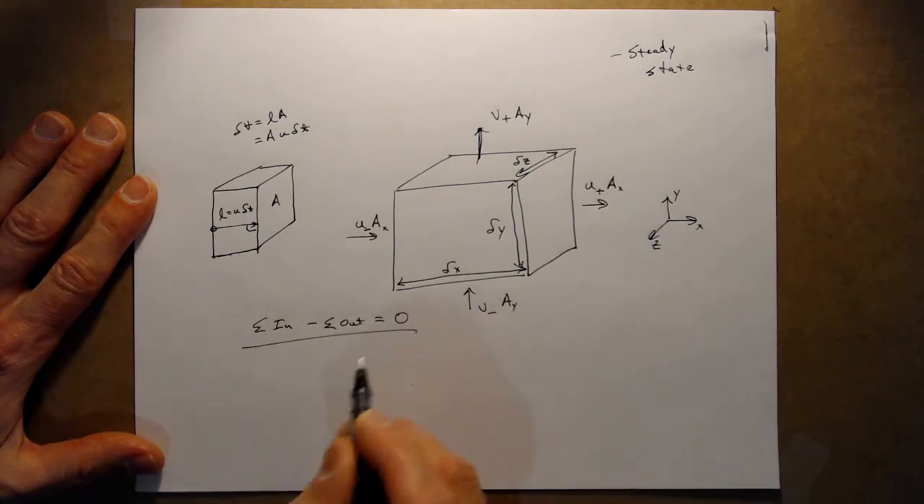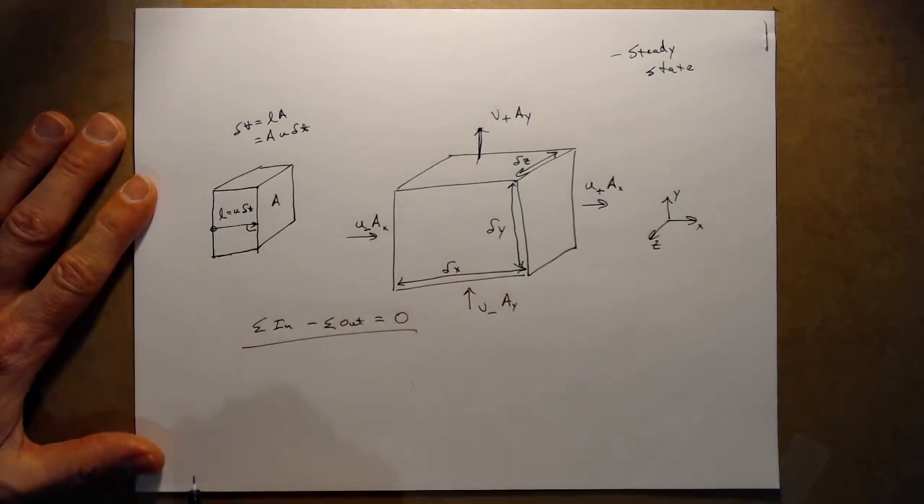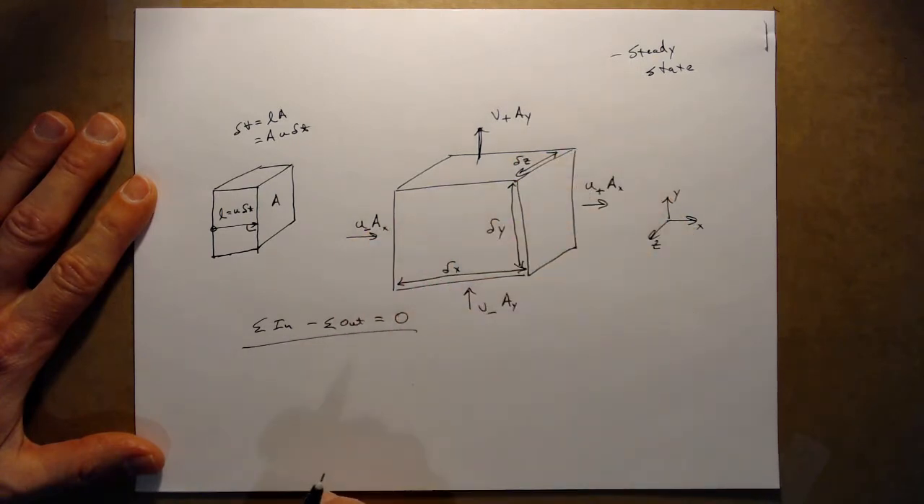So now we just need to write out this balance of volume in and out of our system, and take a limit as this region goes to very small dimensions, and we'll arrive at the differential equation describing the conservation of volume.